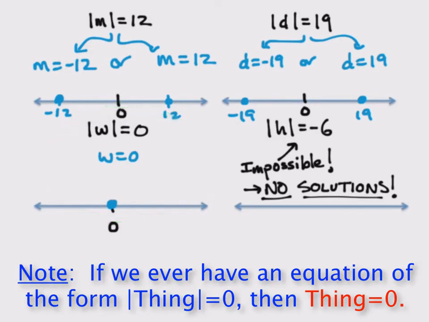Now, if we ever have an instance in which the absolute value of something is 0, then that means this thing needs to be 0 units away from 0 on the number line. It itself has to be 0. So this is one of the very few times when we actually don't split our equation up at all. We just get, in this case, w equals 0.